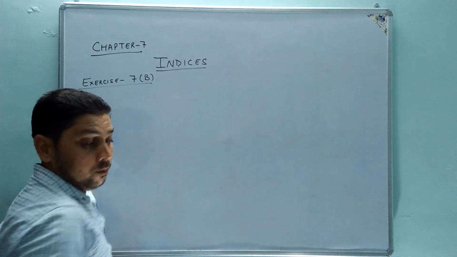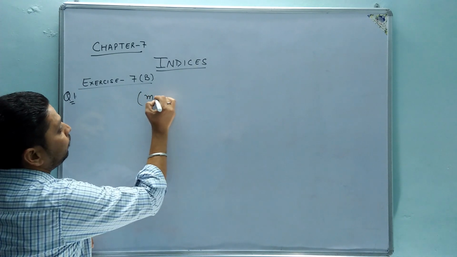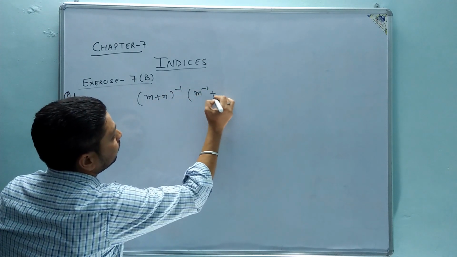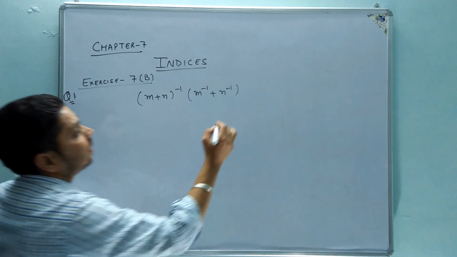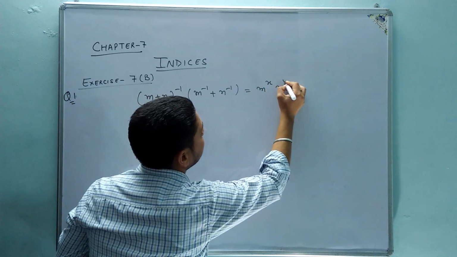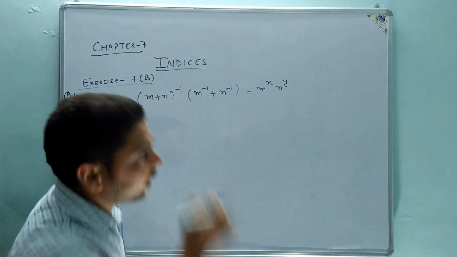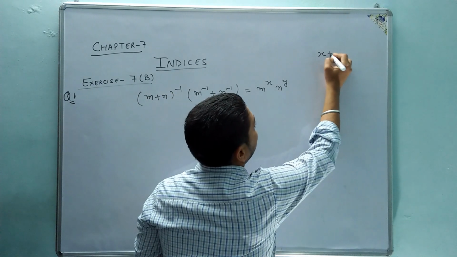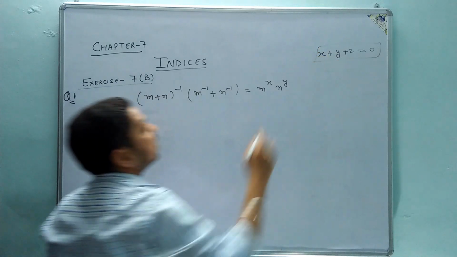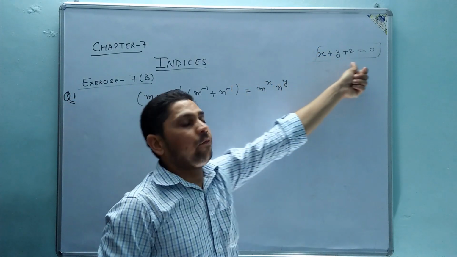Now, what is given in question 11? m plus n raised to power minus 1, m raised to power minus 1 plus n raised to power minus 1, this is equal to m raised to power x and n raised to power y. We have to prove that x plus y plus 2 is equal to 0. This is given and this is what we have to prove.